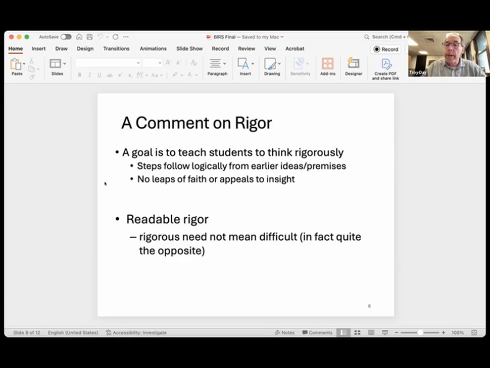But being rigorous is actually not hard. To my mind, rigorous means basically not leaving anything to a leap of faith or someone's insight. You have to justify everything you do. And in a sense, that makes things much simpler. There's never a point in time where you're appealing to someone's intuition to make the next step. You're justifying it every step of the way.